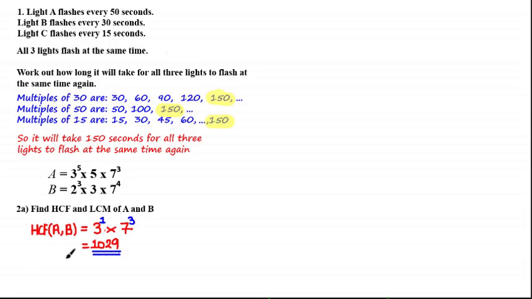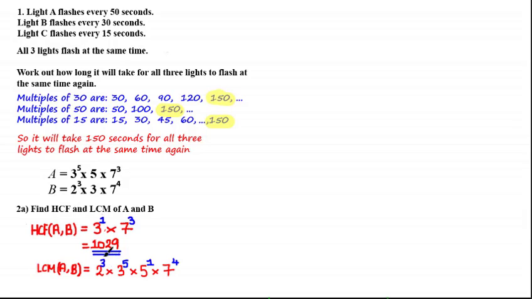Now, in order to find the lowest common multiple, we first need to find the distinct prime factors between the two values. Okay, and the distinct prime factors are 2, 3, 5, and 7. Okay, and you also write these as a product. Now, instead of choosing the lowest powers for these primes, we need to choose the highest powers for these primes.